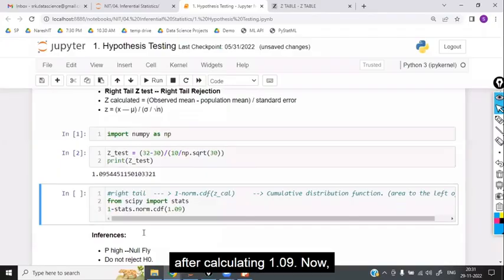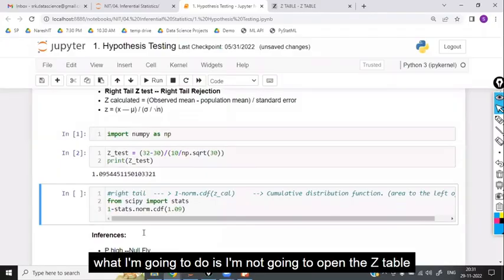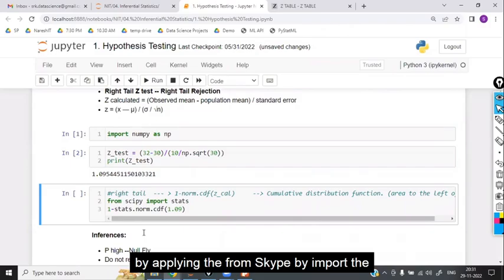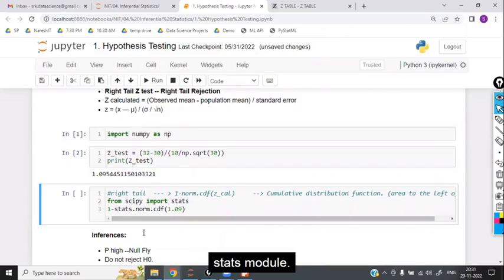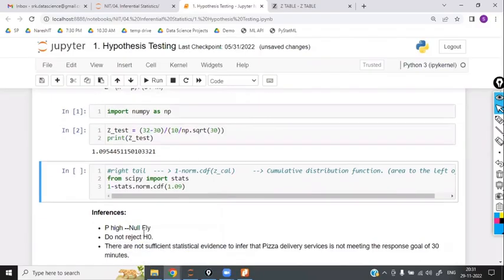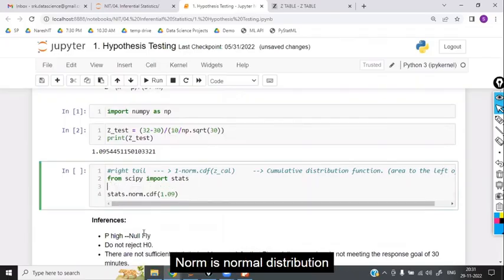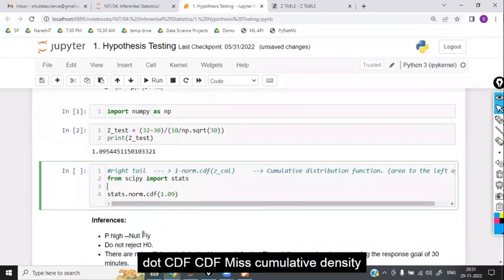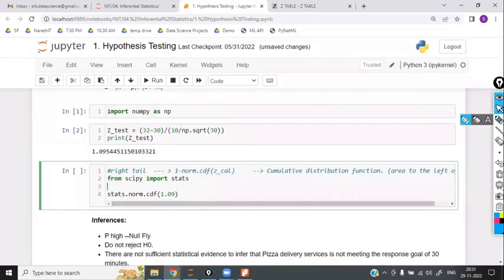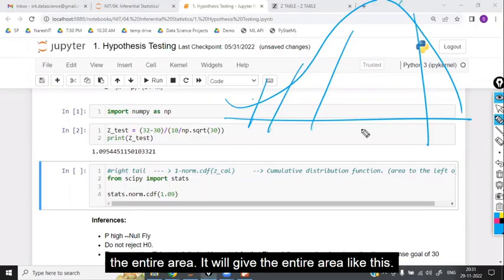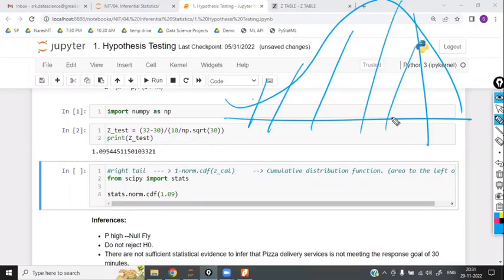After calculating 1.09, I'm not going to open the Z table. We can get the Z table directly in Python by applying from SciPy import the stats module. Inside the stats module, stats.norm. Norm is normal distribution, .cdf. CDF means cumulative density function. Cumulative density function means from here to here. This is the entire area. It will give the entire area like this.